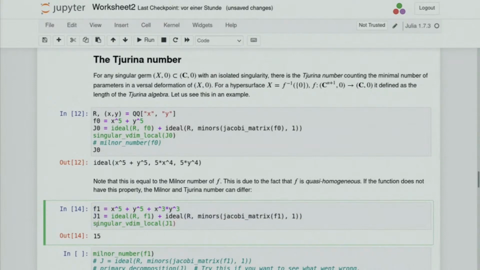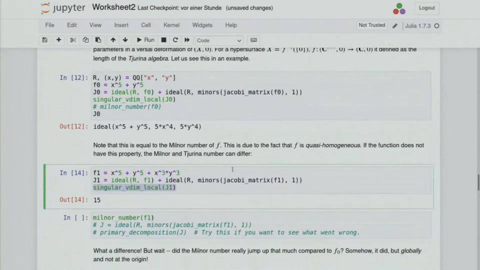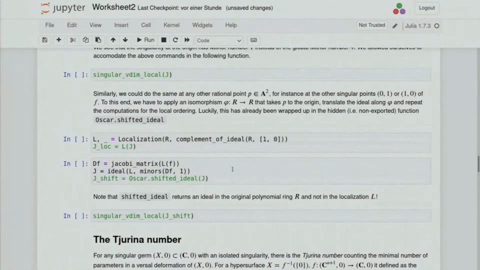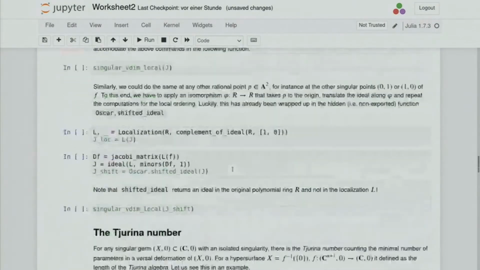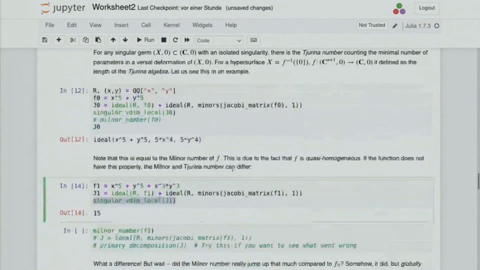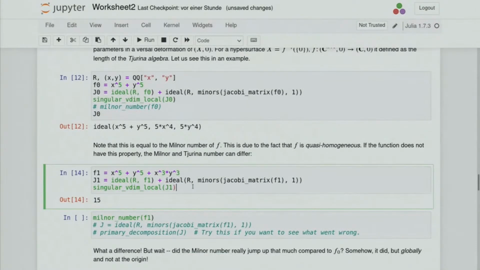So I should say that this last command, Singular vdim, does this counting in the monomial diagram, but with a local ordering, right? So as you saw on the slides. Maybe we have the definition of this Singular vdim local, right? So that's what you had on the slides written in OSCAR.